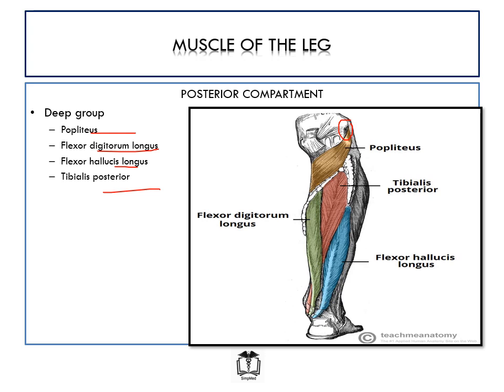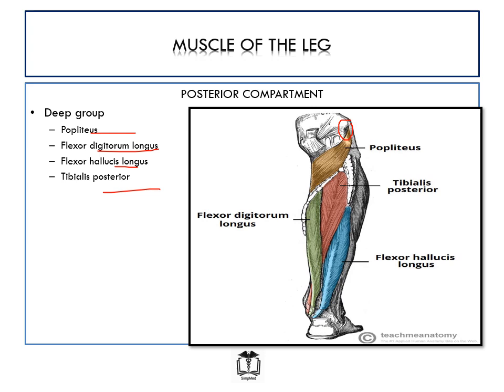It is innervated by the tibial nerve, as said, and in terms of its function, it has a very unique function of medial rotation of the leg. In fact, the popliteus muscle is said to be the muscle involved in the function of locking and unlocking of the knee joint. It also helps in flexing the leg at the knee joint.